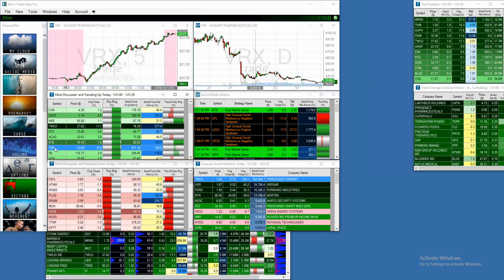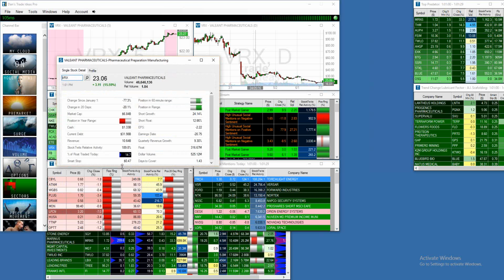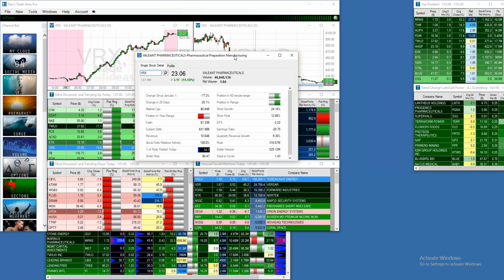So VRX, I can right-click and I can say, send VRX to our single stock window. So this is kind of like a detailed window where you can really see key information about VRX right now. So look, just at the very high level, you've got high social activity. And for a company like VRX, which has a float of 316 million shares, to trade 14% of the float is very significant.